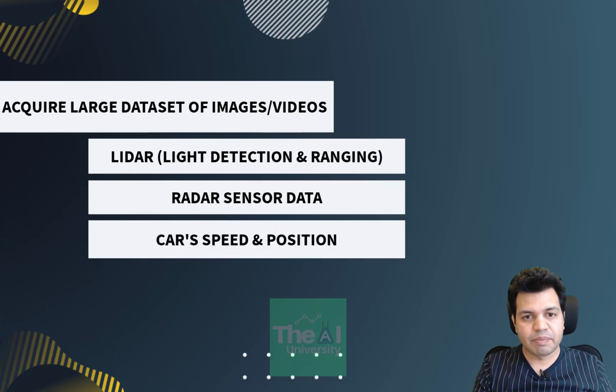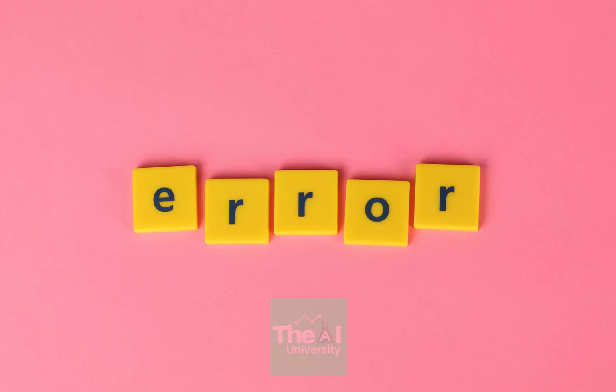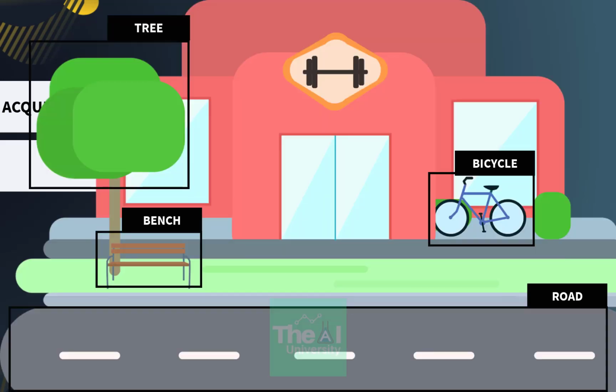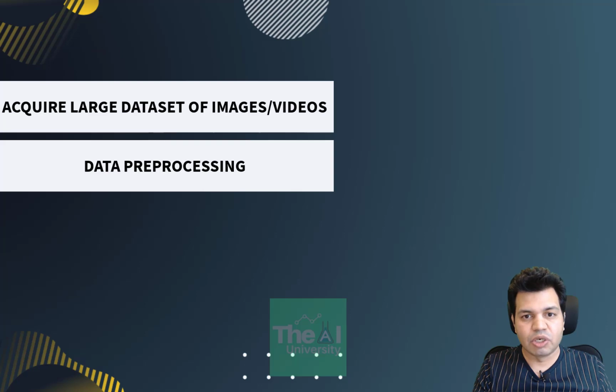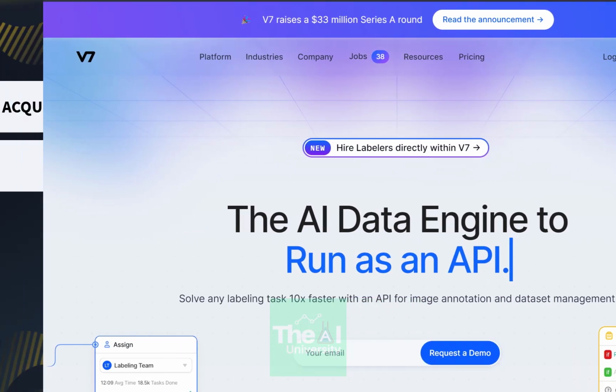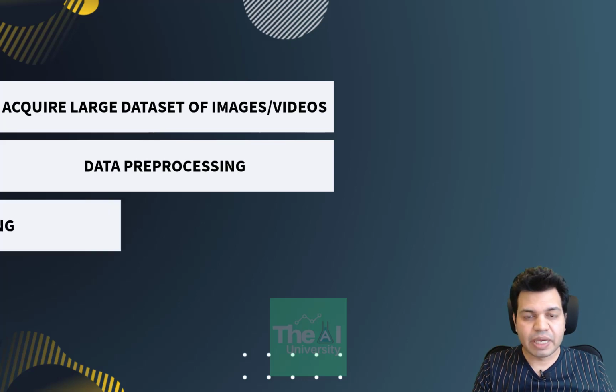The next step is data pre-processing. The collected data is then pre-processed to remove any irrelevant information, correct the errors, and make it suitable for model training. The dataset should include a set of labeled examples of objects you wish to detect, with each object instance marked with bounding boxes. If you don't have such labeled or bounding box data, then we can use platforms like V7 Labs to annotate the image or video data. In the upcoming videos, I will show you how to draw these bounding boxes seamlessly with the help of V7's Darwin platform.